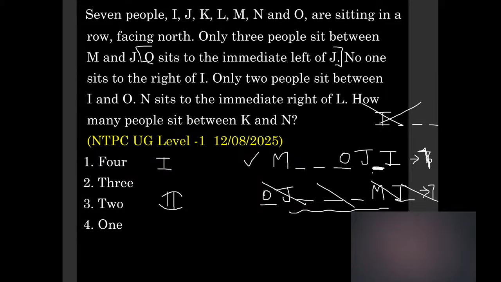Why I took a blank means one person is remaining. We don't know where that person sits. But in the question they clearly gave that there are two people between I and O. So I took J, I took a blank. Next one. Let us check for the next one.